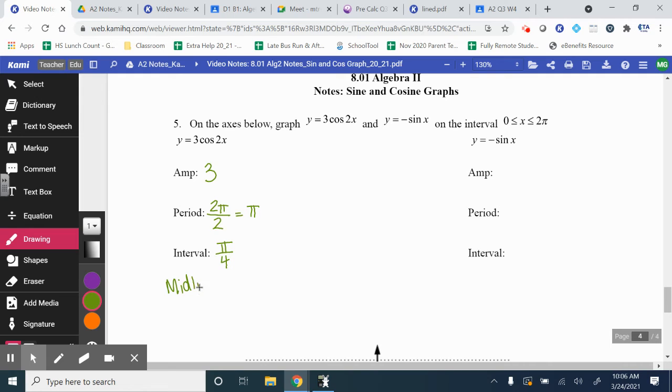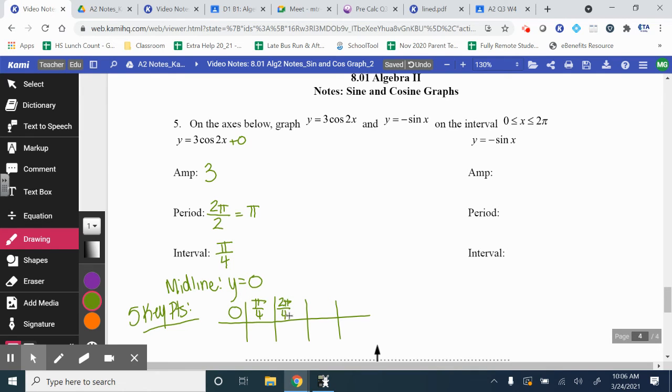Your midline here, which I didn't include, is y equals 0, because there's no c value. And your 5 key points. If you haven't filled these in because it wasn't there, go ahead and do that now. Pause the video and do it. All right, so this should have been 0, 1 pi over 4, then 2 pi over 4. I'm just increasing the numerator, 3 pi over 4, and 4 pi over 4, which is just pi. And this one could reduce to pi over 2 as well.